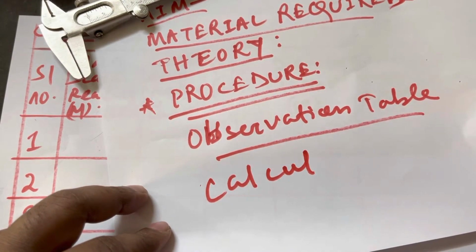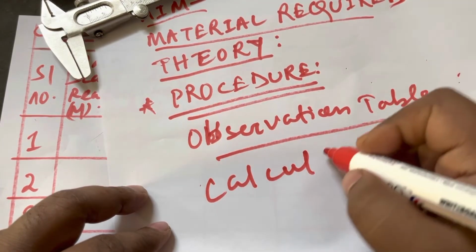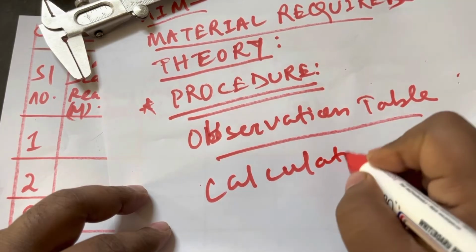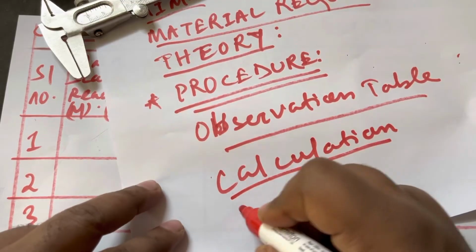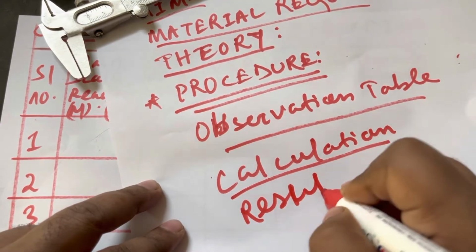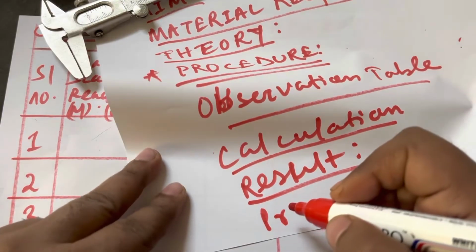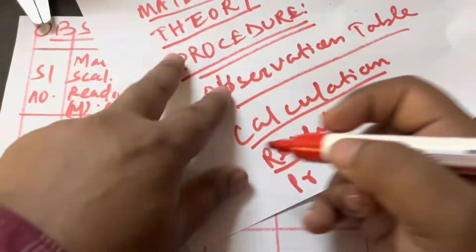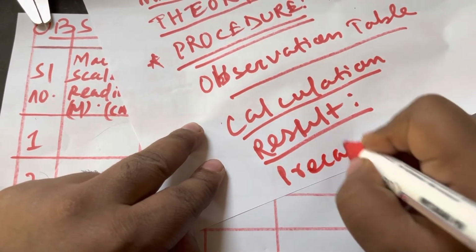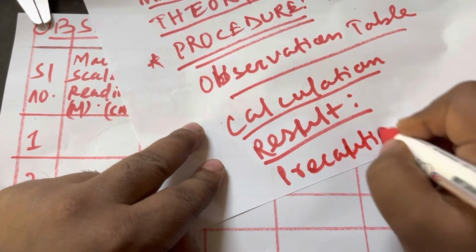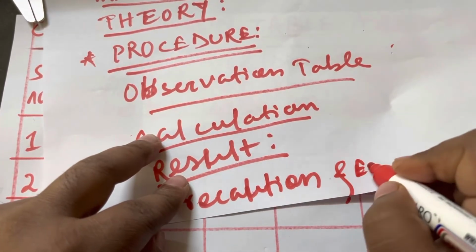If any graph or any diagrams will be there, you will do that just after the observation, and that should be done in the white page of the notebook. Then the result, then precautions and sources of error. So this is how you should go with these headings: precaution and error, sources of error.